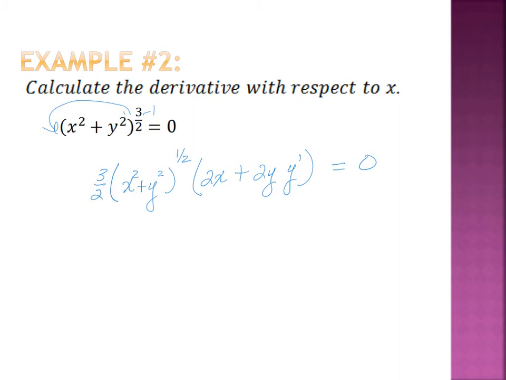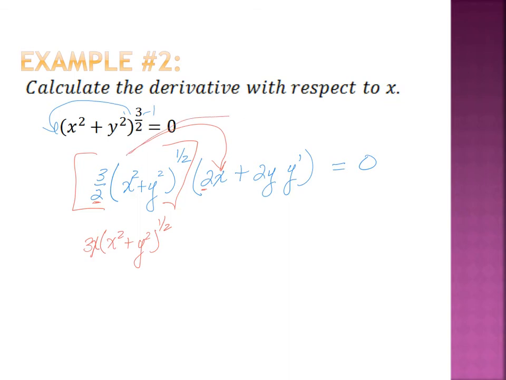So I'm going to take this entire chunk of 3/2 times the quantity x squared plus y squared to the 1/2, and I'm going to take each chunk and multiply it in. So as I multiply to the first term, notice that the 2's cancel. So I get 3 times x squared plus y squared to the 1/2, nothing changes, and I have an x that's still there. So I'm going to put it up front with my 3.